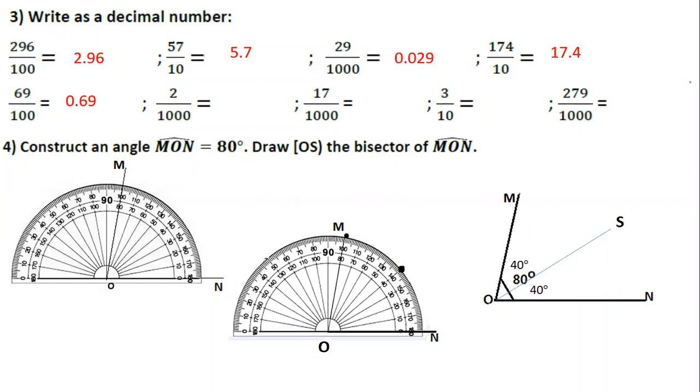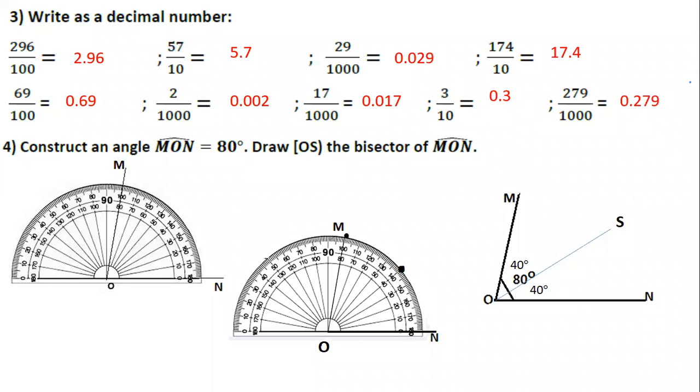Leia Dabul. Yes, Leia. Leia is not here. I want Tala. Yes, Tala. 2 over 1,000. 0.002. Okay, the others are the same.